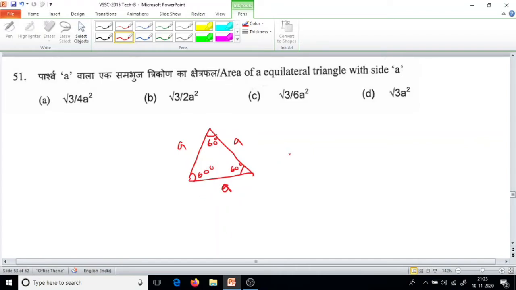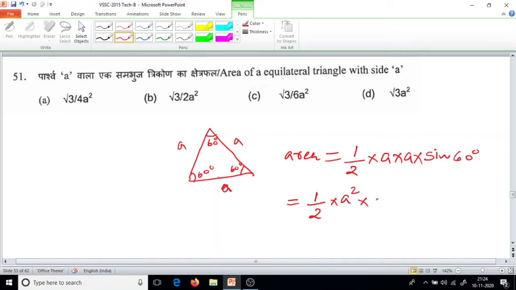When all sides are equal, area of the triangle equals half multiplied by two sides, A multiplied by A, multiplied by the sine of the angle between them, that is sine 60 degree. So it is 1 by 2 A square multiplied by sine 60 degree. What is the value of sine 60 degree? Root 3 by 2. If we simplify this, it comes to root 3 A square by 4. So the answer is root 3 A square by 4.